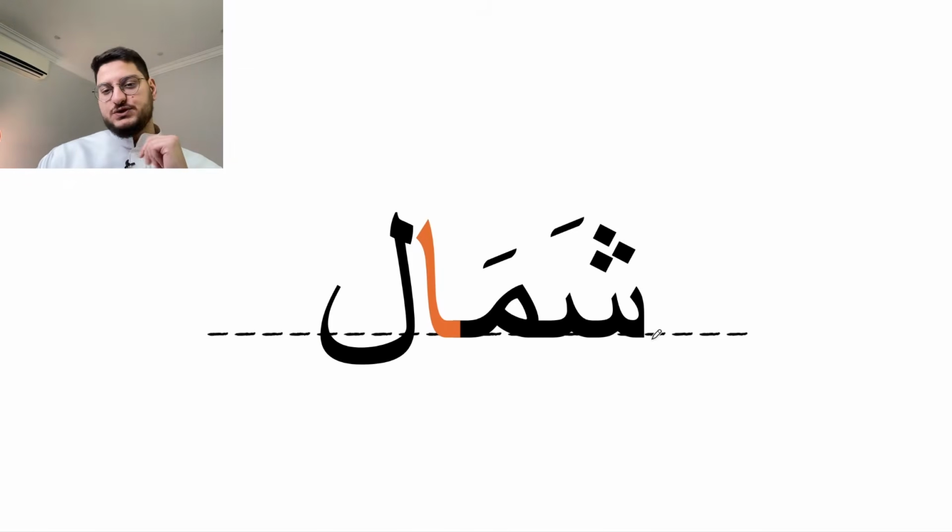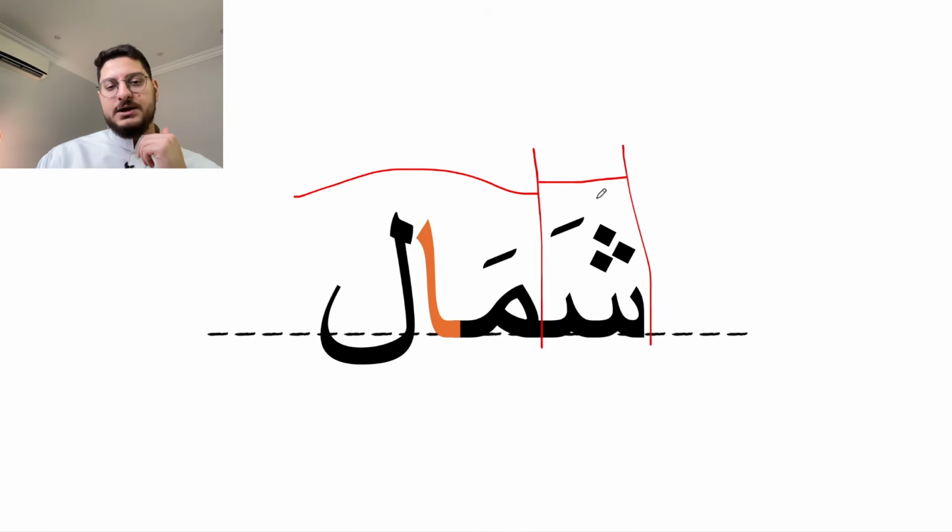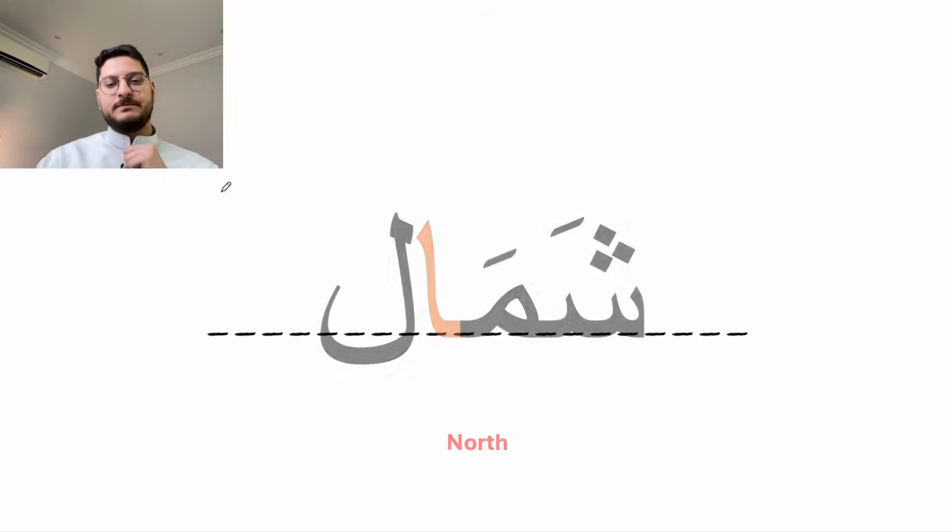Now let's look at this word. We have two syllables. The first syllable is sha, and the second syllable is, this is the ma, remember? Ma, mal, shamal, and shamal means north.